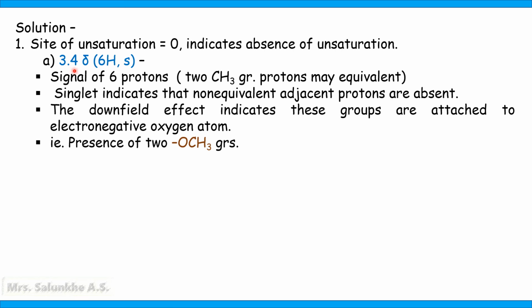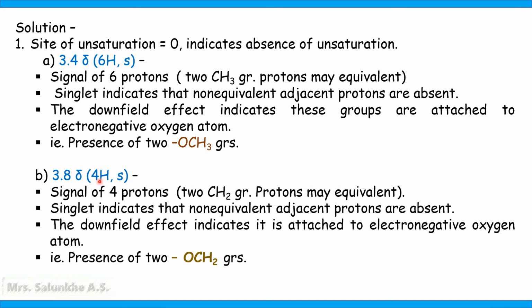The first signal, 3.4 6H singlet, is the signal of 6 protons, which gives the clue that there should be the presence of 2 methyl groups whose protons are equivalent. Singlet indicates that non-equivalent adjacent protons are absent. For that methyl group protons, non-equivalent adjacent group protons are not present. The downfield effect indicates that these groups are attached to an electronegative oxygen atom, that is, the presence of 2 methoxy groups.